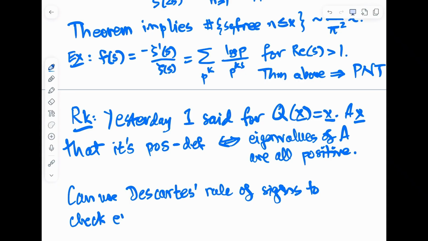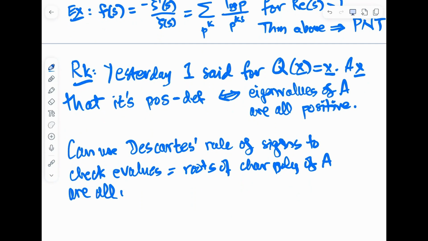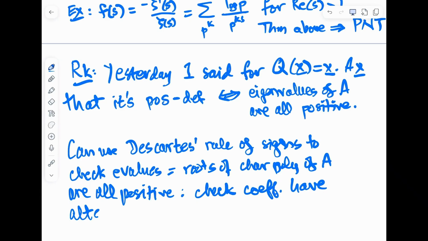you can use it to check that the eigenvalues, which of course are the roots of the characteristic polynomial of A, are all positive. It amounts to checking that the coefficients have alternating signs. Plus, minus, plus, minus, plus, minus, all the way down. Right. So you don't actually have to calculate the eigenvalues. You just calculate the characteristic polynomial. You just stare at the coefficients. Right. So anyway, okay.